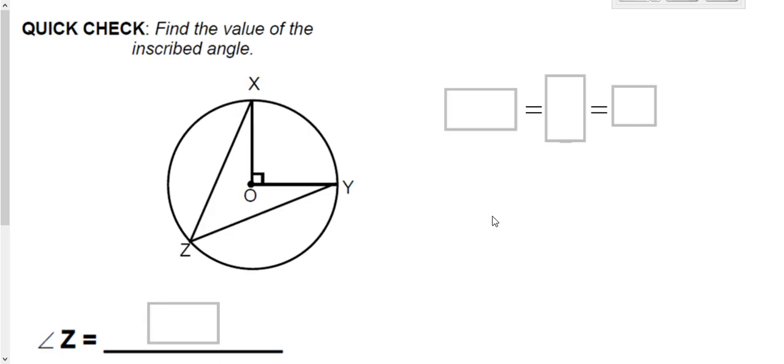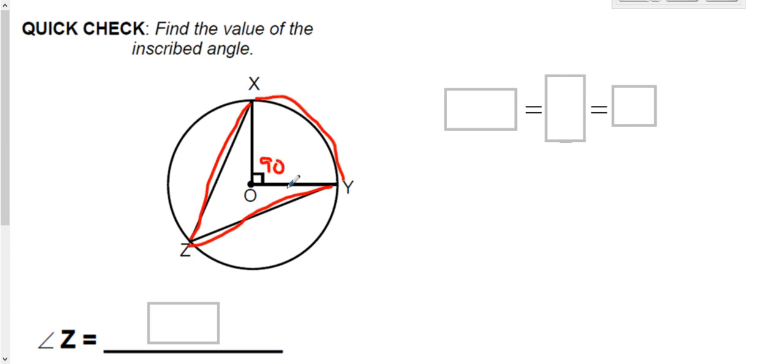This one's interesting. Find the value of the inscribed angle. So the inscribed angle is z. So if I highlight that right away, I can see its intercepted arc is from x to y, but they don't give us it. So the only other information is this angle right here. How big is this angle right here? Well, this is 90 degrees. We got the 90-degree mark here.